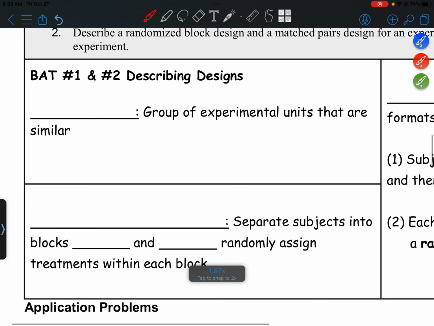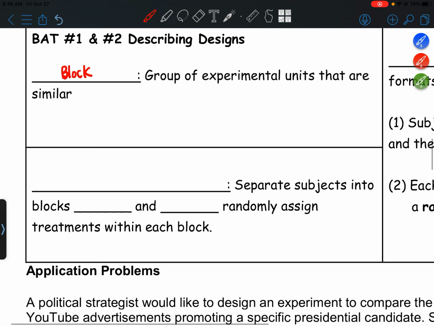All right, so we talked about these groups called blocks. When we're designing experiments, if we create subgroups of our subjects first, before we do the random assignment, those subgroups are called blocks. They're experimental units that are similar in nature. So we blocked all the juniors together because they should be similar, and we blocked all the seniors together because they should be similar. When we use blocking, the name of the design is now called a randomized block design.